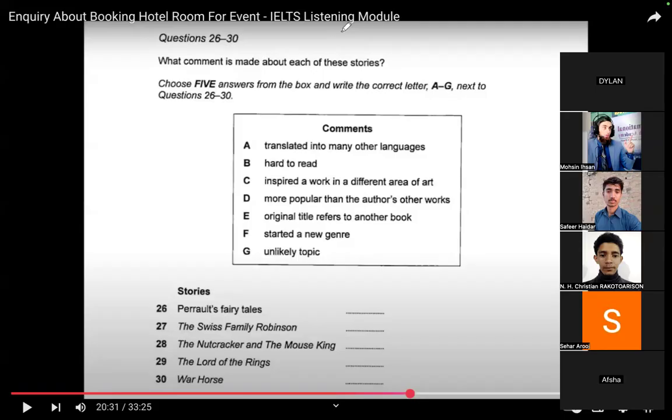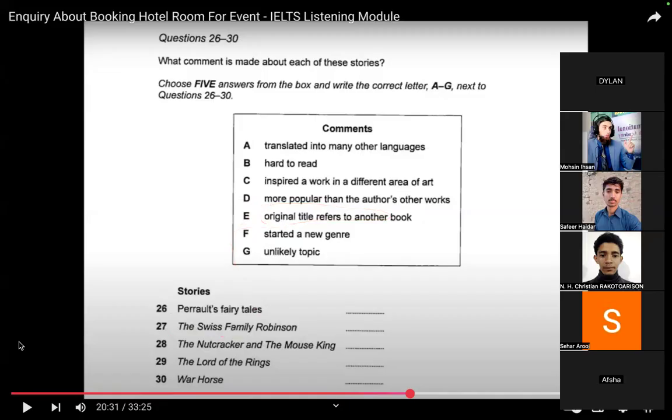What do you think about this one, the Swiss Family Robinson? I think it's E. The original title referred to another book, because he tells two different names. Yes, Robinson, exactly. Good. It was taken from some other book, or not a book. They mention another article, something like that. But it was not its original name. So not original. The original title refers to another book, another article, right?